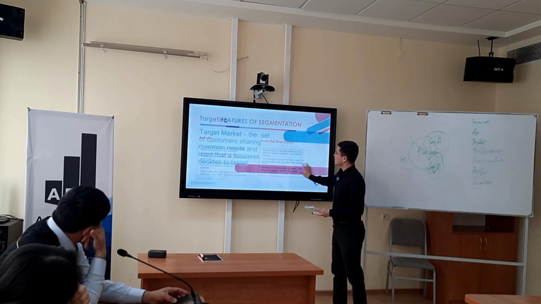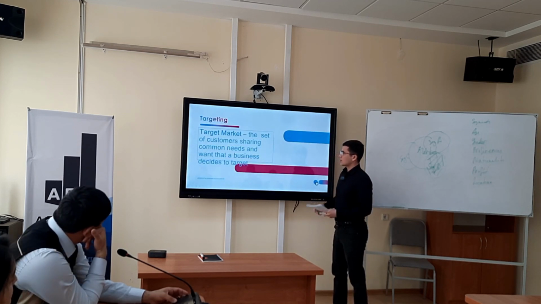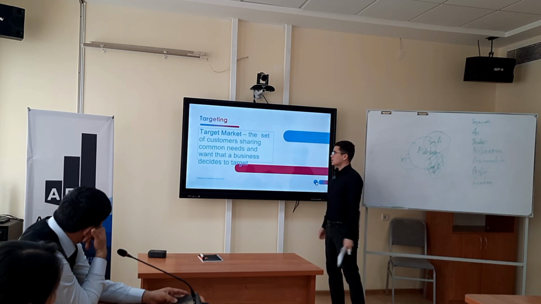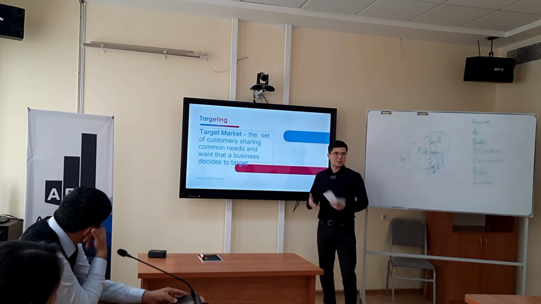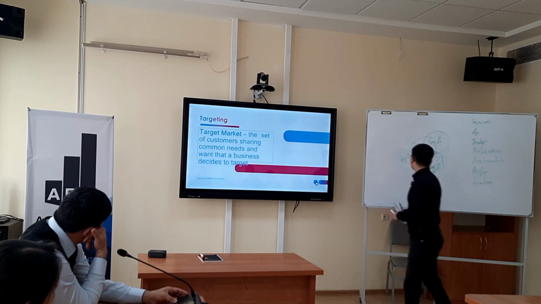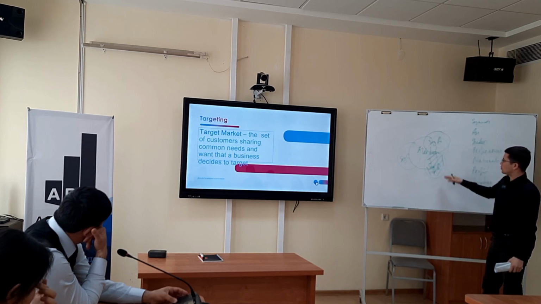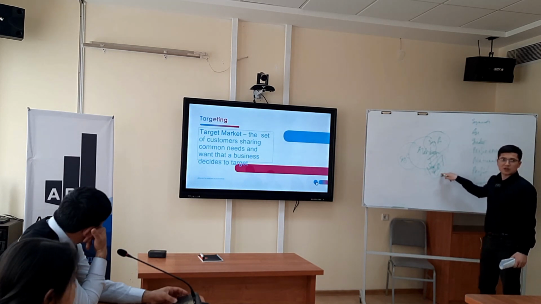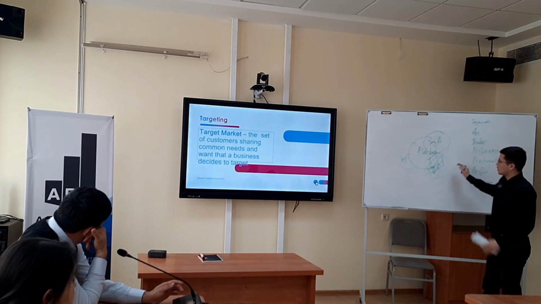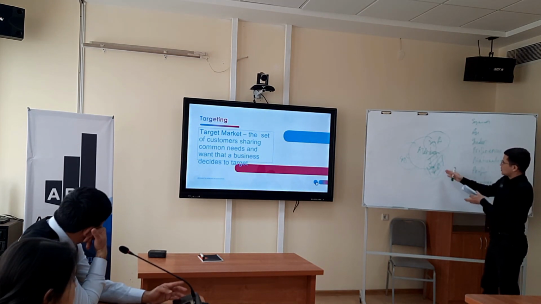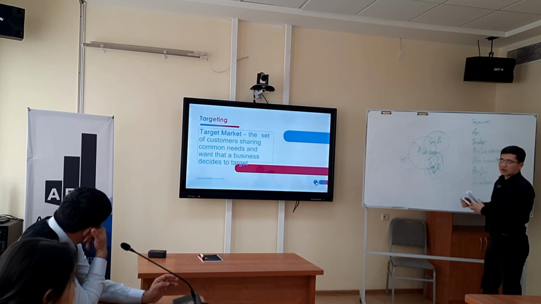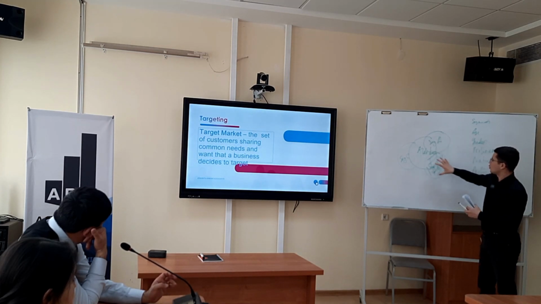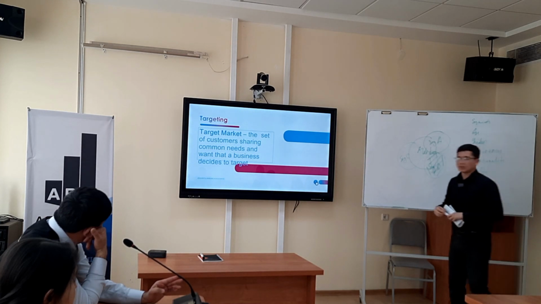Okay, next one. Target market: the set of customers sharing the same interests. For example, the middle age group shares the same needs and interests, whereas people with low income share the same needs, right? So this is called a target market, or in other words, we just chose segment B. So segment B is our target market, and the act of choosing this segment B is called targeting. So we segment it and choose. That's called segmentation and targeting.